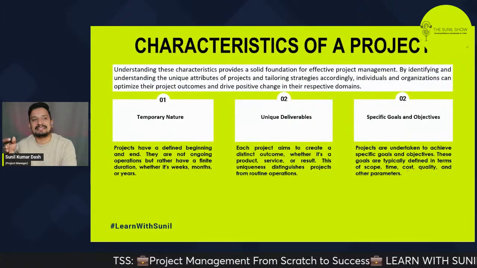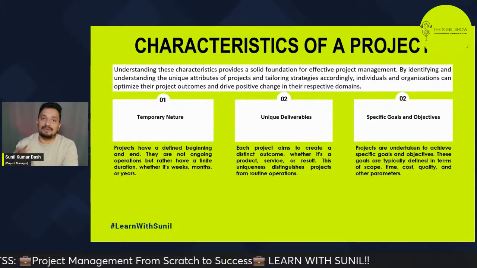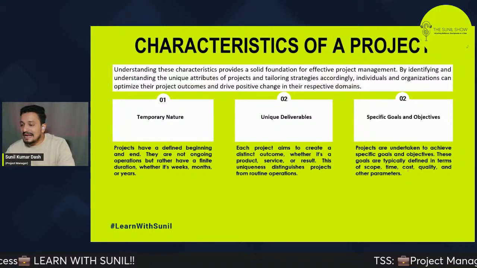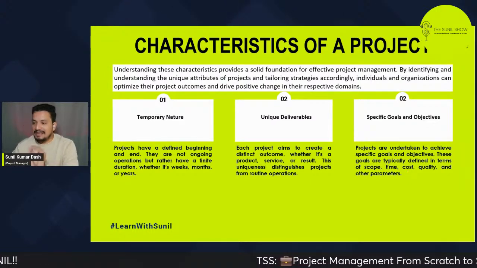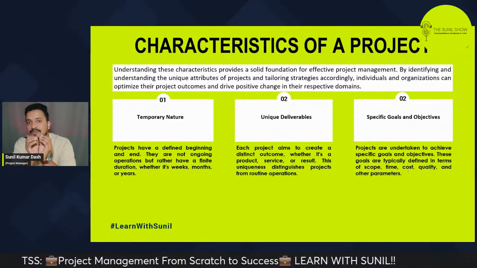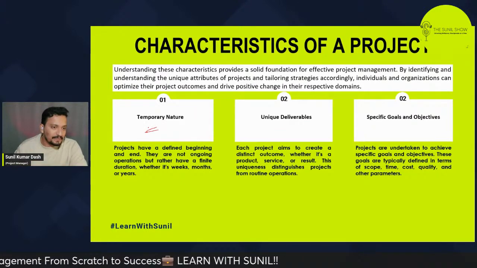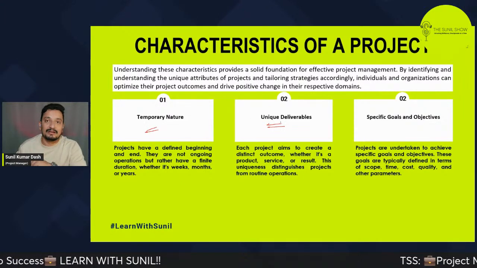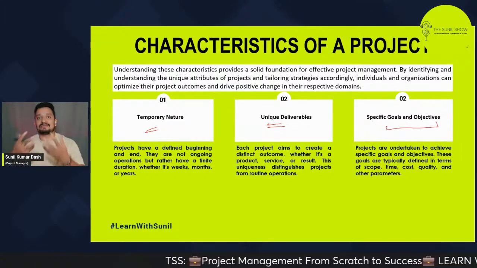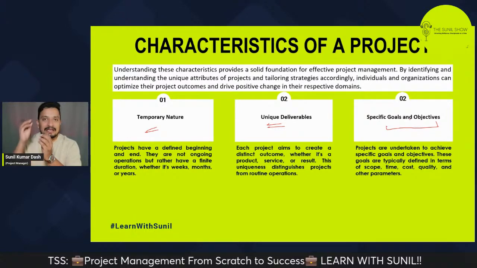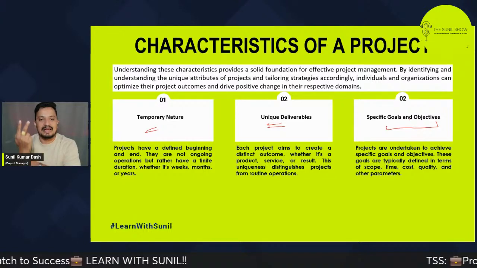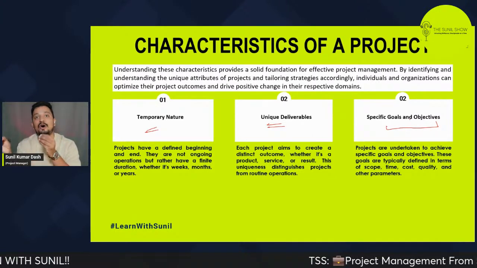Now let's go ahead and understand the characteristics of a project. When we say characteristics, we mean what it takes to build a project. Understanding characteristics is very important. As a project, there are three defining characteristics. The first is that it is temporary in nature. The second is that it produces unique deliverables. The third is that it has specific goals and objectives. So that's what we'll discuss now.